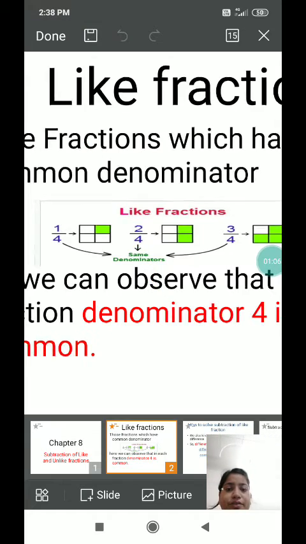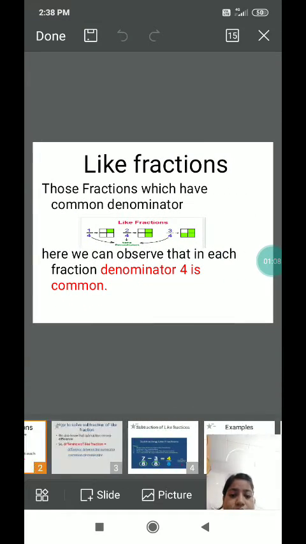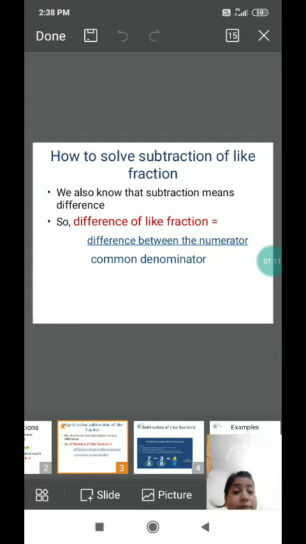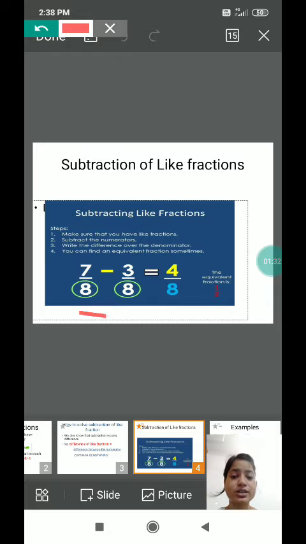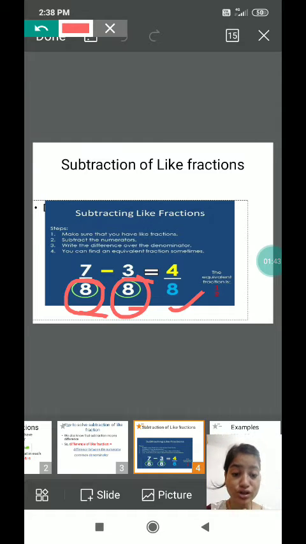We can solve like fractions by taking the difference of the numerators upon the common denominator. Let's take an example. Here we can see 7 by 8 and 3 by 8. The denominator 8 is common, so we just write 8, and the difference of the numerators is 7 minus 3, that is 4.